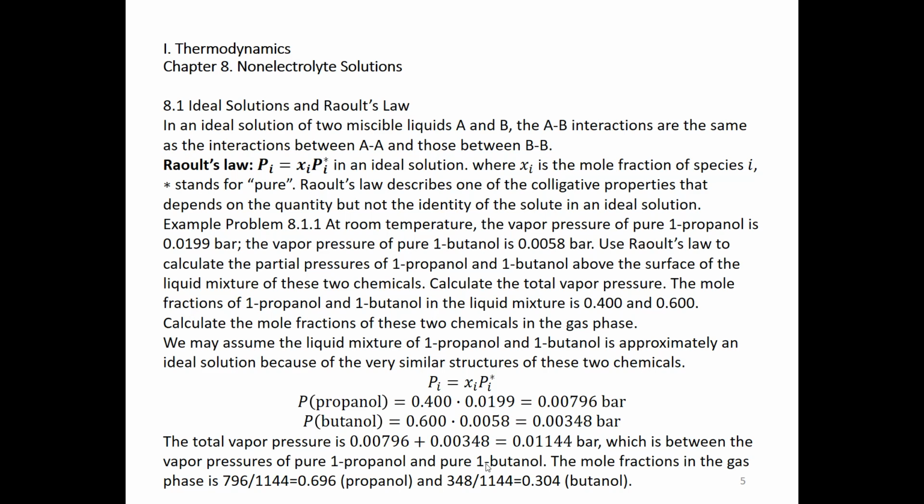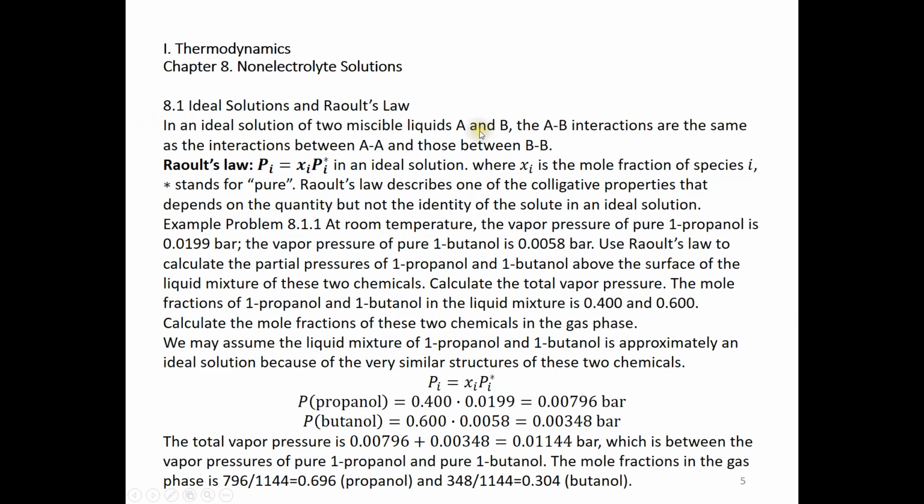Again, in an ideal solution of two liquids A and B, the A-B interaction is equal to the A-A interaction and also equal to the B-B interaction. That ensures that in the solution we have both A molecules and B molecules, and each A is surrounded by some A molecules and some B molecules, same for each B molecule. But in a solution, we say the magnitude of attraction and repulsion felt by each A or B molecule remains unchanged before and after the mixing.